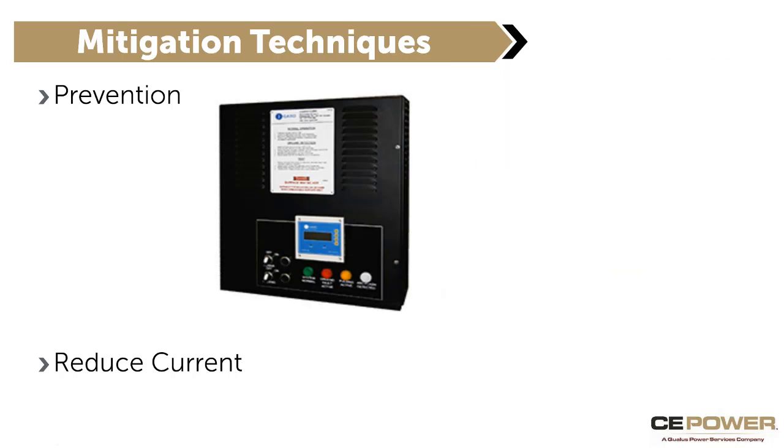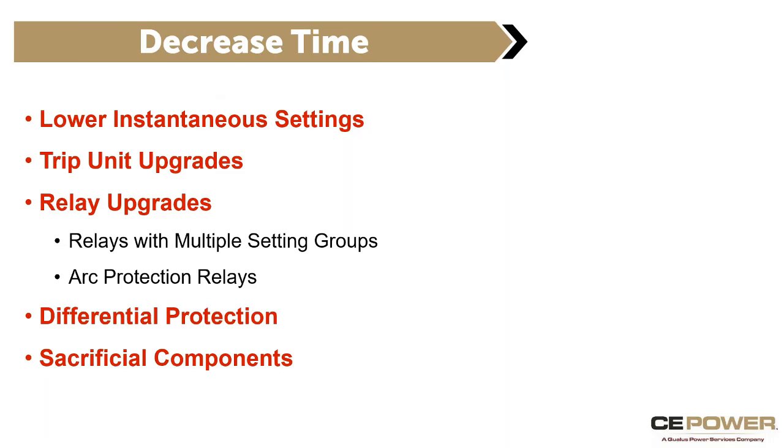Lastly, we're going to cover a little bit on prevention. We're showing some high resistance ground. And one area that we're not going to cover, because most of the time it's not a practical solution, is reducing the current. There are ways to do that with current limiting fuses or with reactors, but a lot of times it's big equipment, or as far as coordination goes, it's very difficult to apply those. So we'll get into decreasing time.